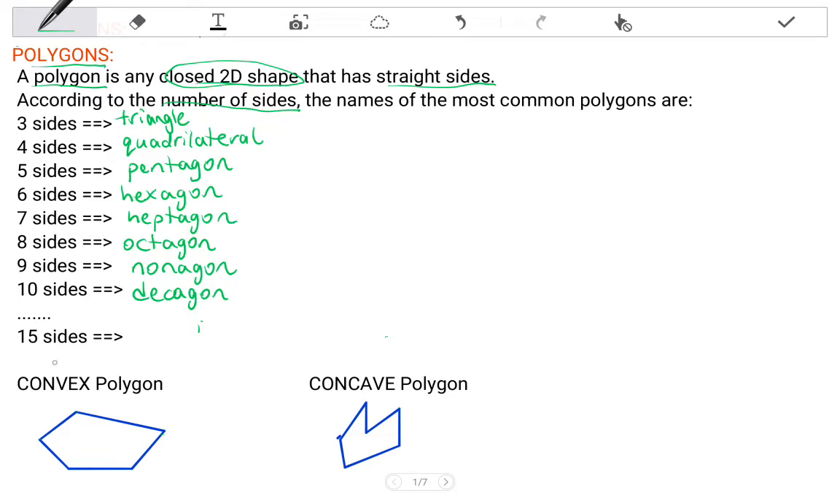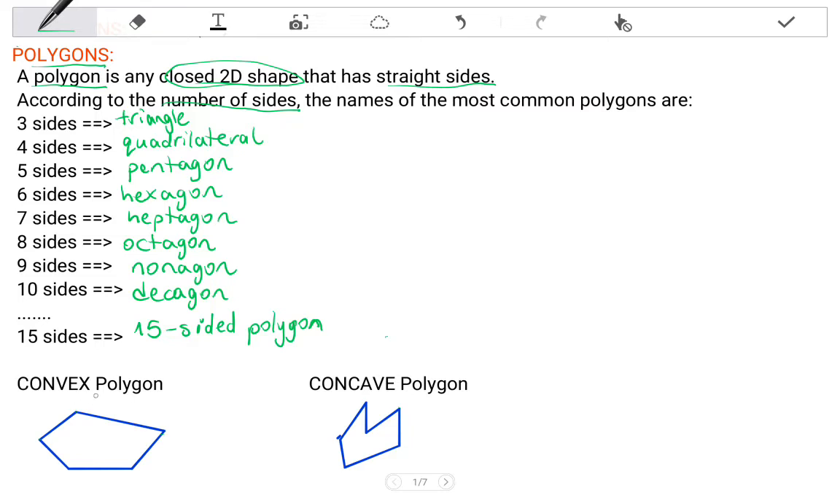If a polygon has more than 10 sides, we use the number of sides in the name. Let's say if it has 15 sides, we call it a 15-sided polygon. If it has 20 sides, we call it a 20-sided polygon.